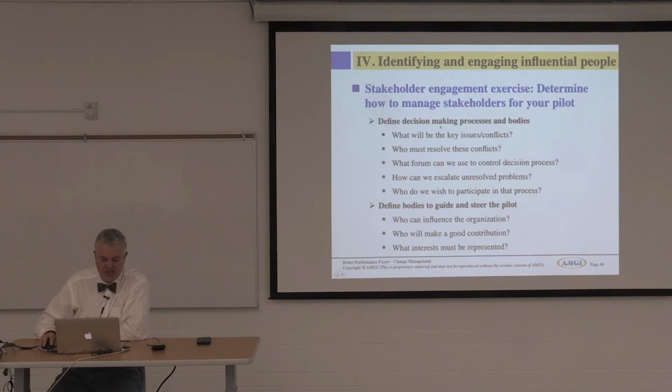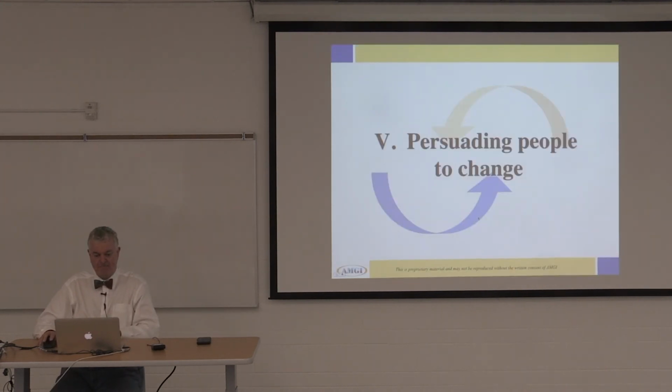So define the decision-making process. What will be the key issues? Who must resolve the conflict? What forum can be used? How can we escalate unresolved problems? How do we wish to participate? Who influences the organization? Write a discussion about that.